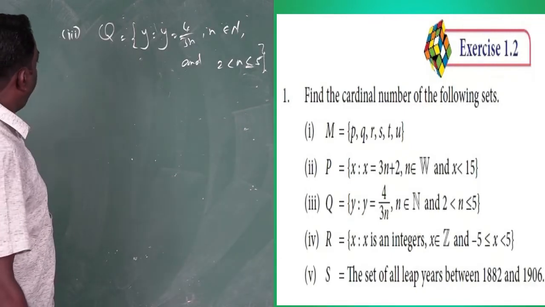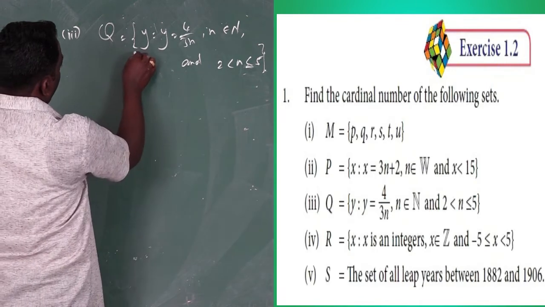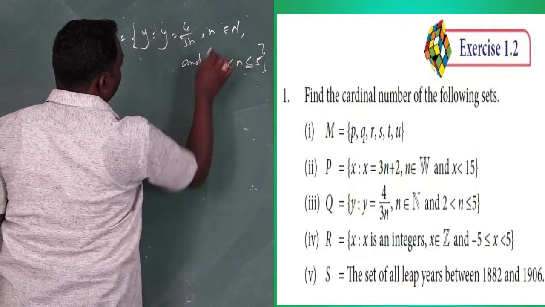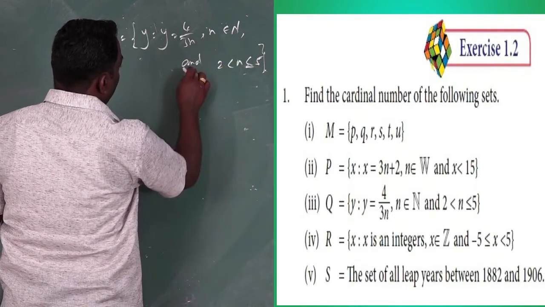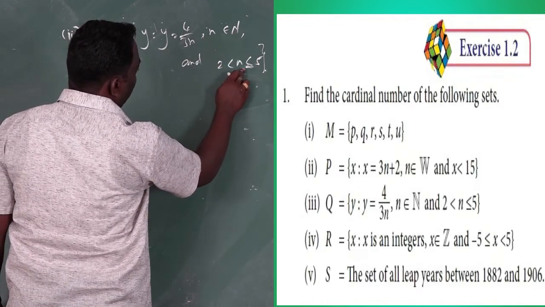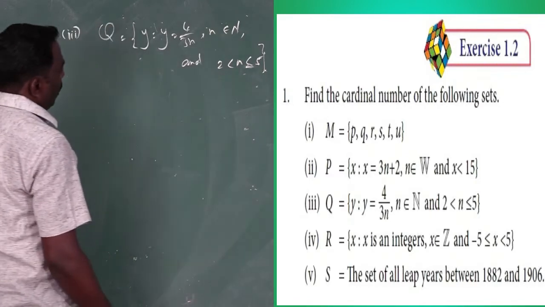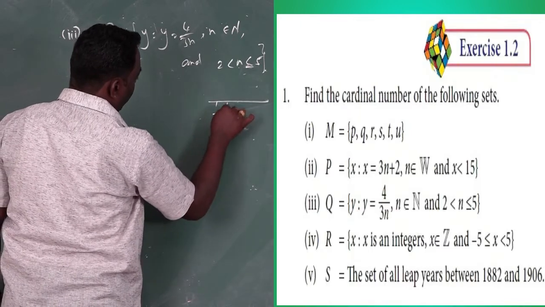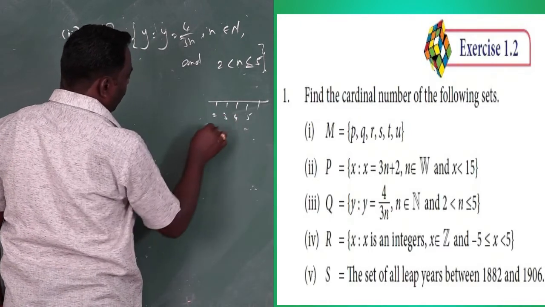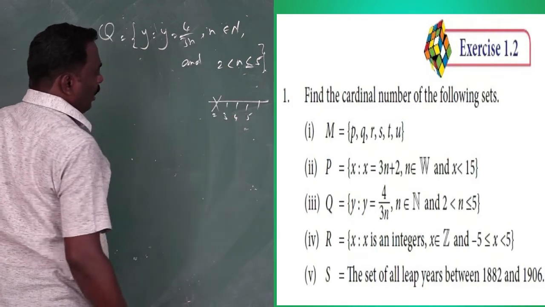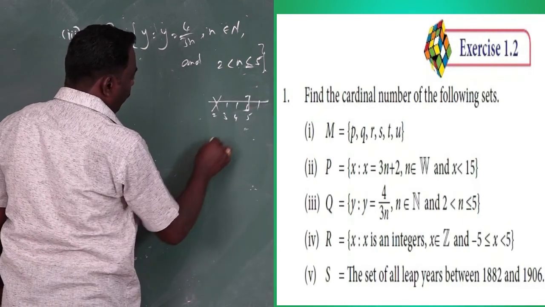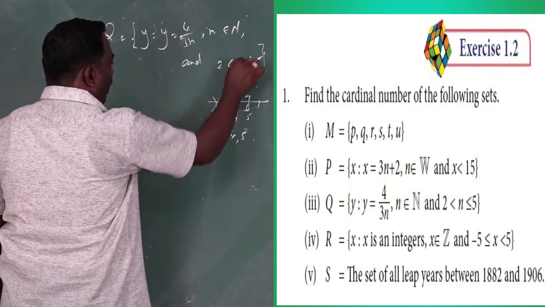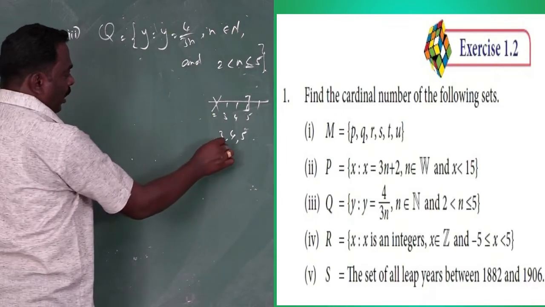Question number 3. Q is a set, Q = {y such that y = 4/3n, n belongs to the natural numbers N, with the condition 2 < n ≤ 5}. So we want to put n values 2, 3, 4, 5. Omitting the number 2, and we include the number 5. Therefore the numbers are 3, 4, 5 only for n. So the n values we substitute are 3, 4, 5.